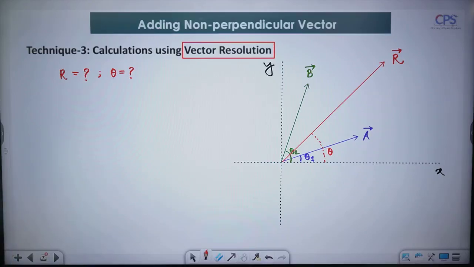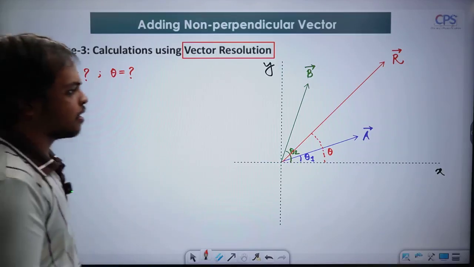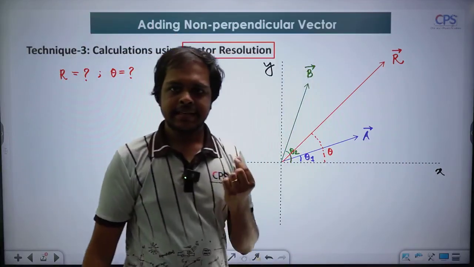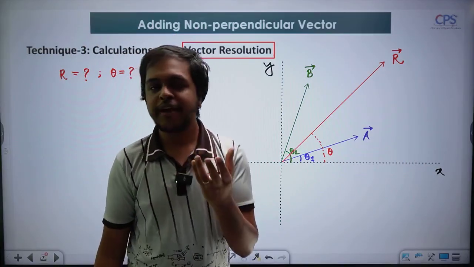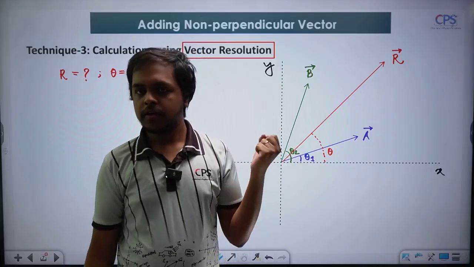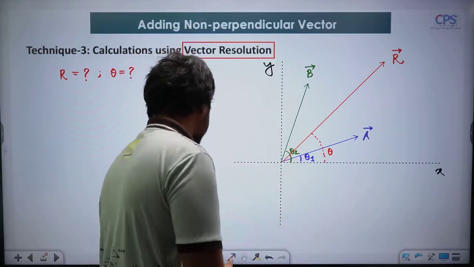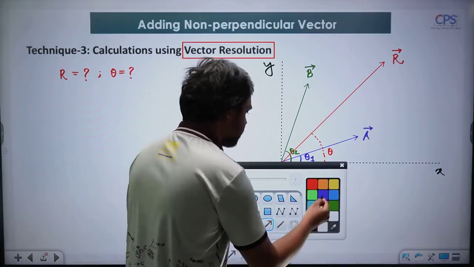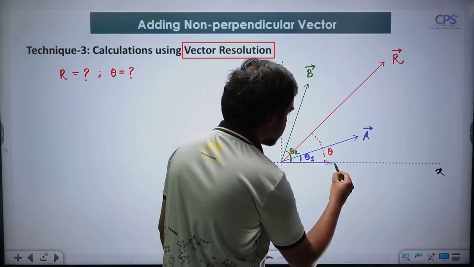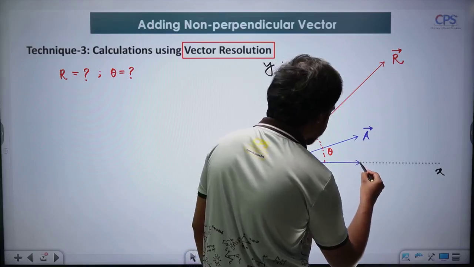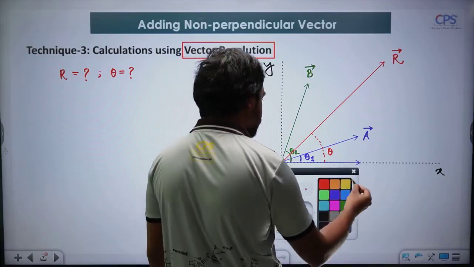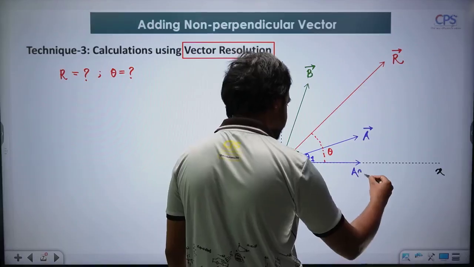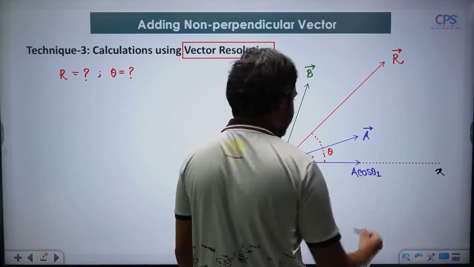Okay, so right now, how do we calculate it? See, that is very, very easy. In the x-axis, there are effects of A and B. Which are the effects? See, in the last lecture, we learned about the resolution of vectors. So A vector has an effect of A cos theta 1 in the x-axis, okay?